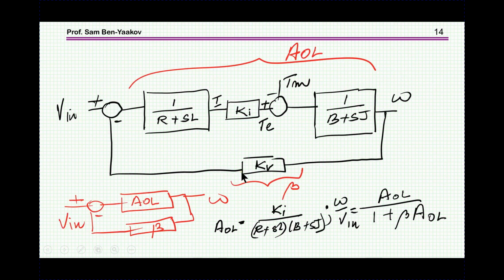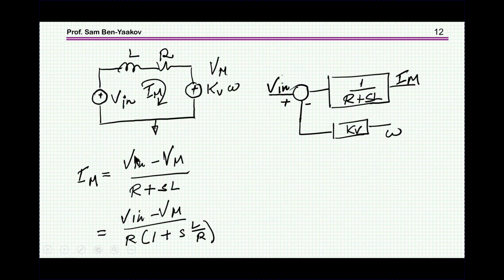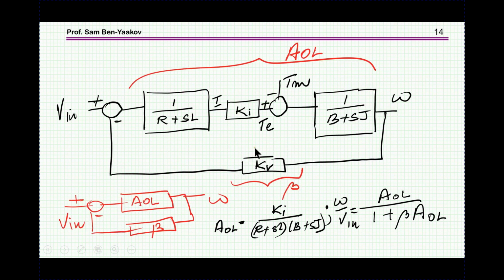Now, this is not an external feedback. Let me just clarify this. This is within the motor, representing the fact that on this impedance you have a difference of voltages, and this is what this summing junction and this line are actually representing.